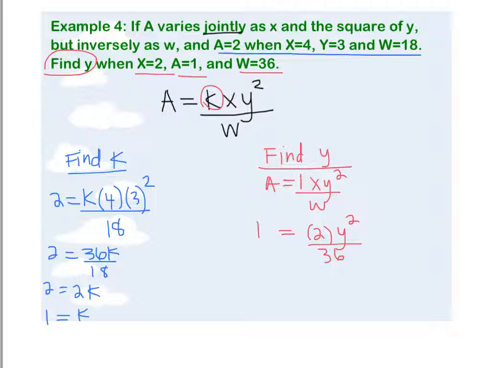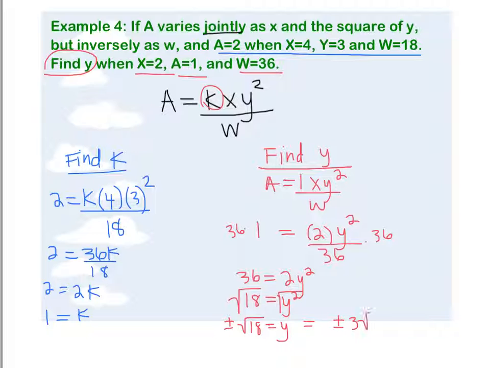First thing I'm going to do is multiply by 36 on both sides, so I'll get 36 equals 2y squared. Dividing by 2 on both sides gives you 18 as y squared, and then taking the square root of both sides gives you plus or minus root 18 equals y. Don't forget to simplify. We know root 18 is going to be plus or minus 3 root 2.